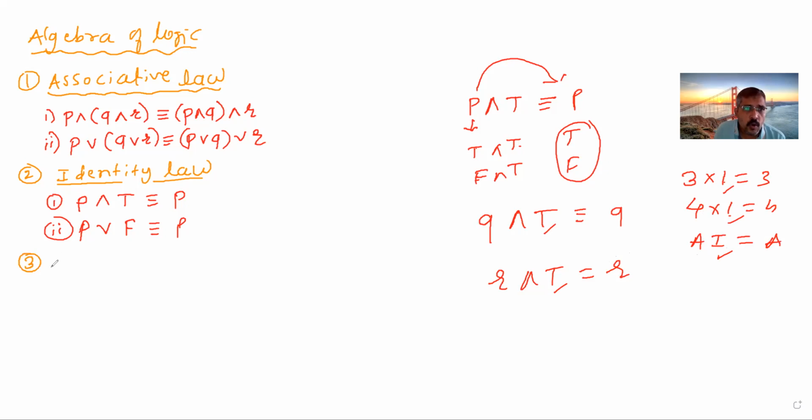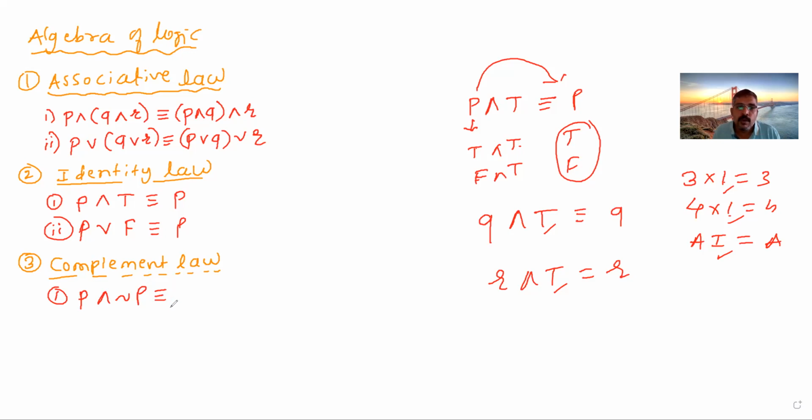Number three, complement law. Let us see what the complement law is. When they nullify each other, when they cancel each other, we can say complement. Or if you combine them, we get the whole. That is complement. What about this complement law in logic? P and negation P cancel each other. There is nothing in between them.